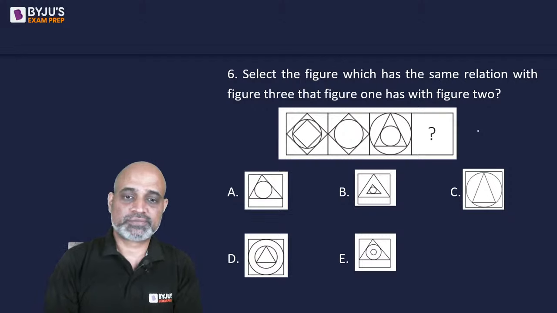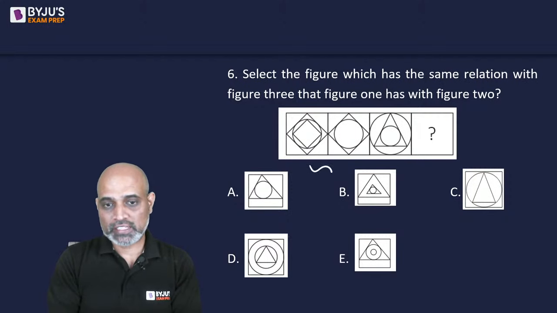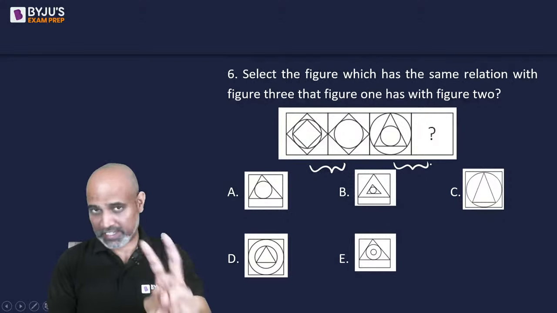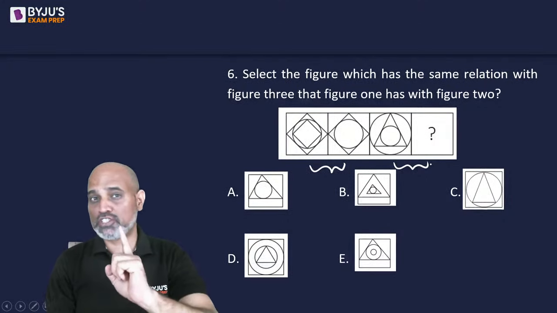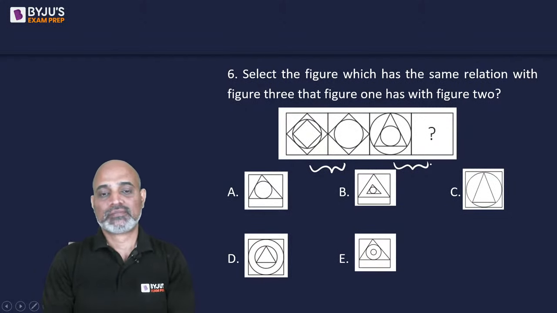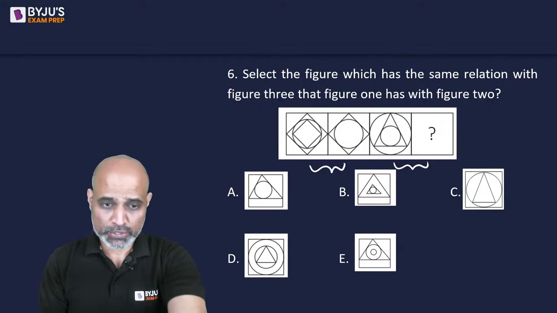Okay, next one. Select the figure which has the same relation with figure 3 that figure 1 has with figure 2. In this we will have to take in pairs. Look at the first and the second figure. They are somehow related. The same relation is observed in the third and fourth, where the fourth figure is missing. Very simple question.